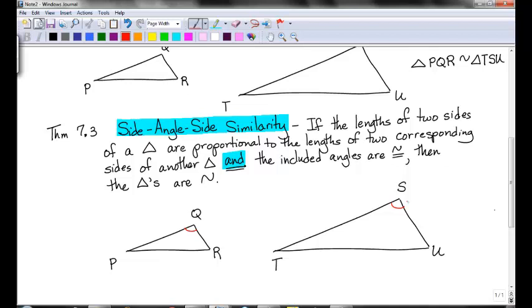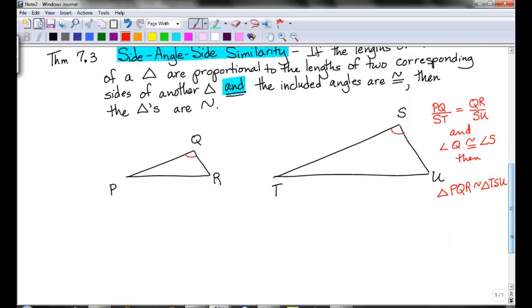be an included angle. Okay, so if you have PQ to ST and QR to SU, if those are proportional and angle Q is congruent to angle S, then you've got triangle PQR is similar to triangle TSU.